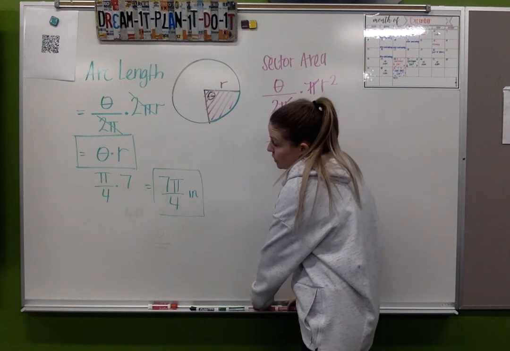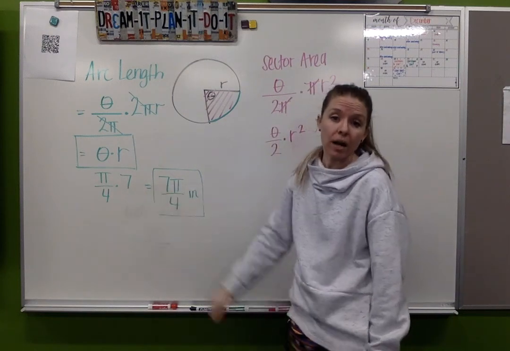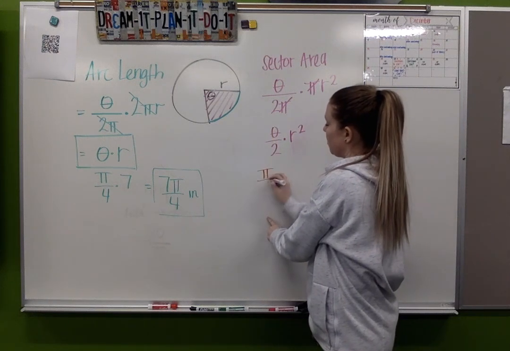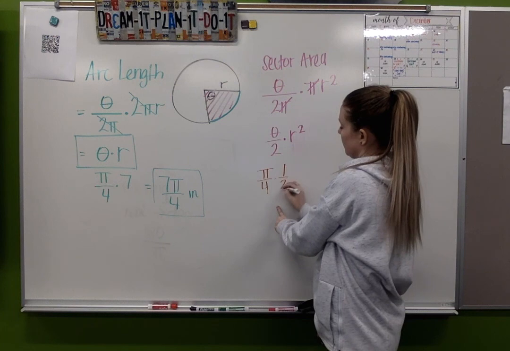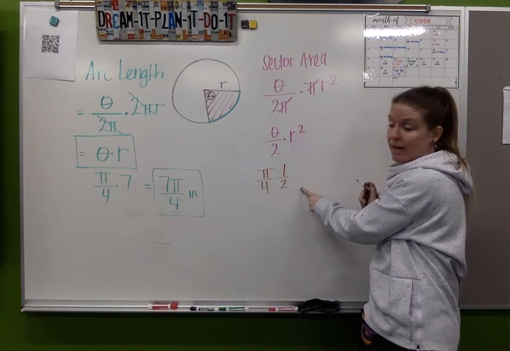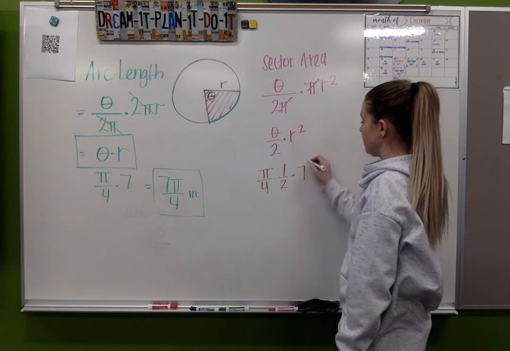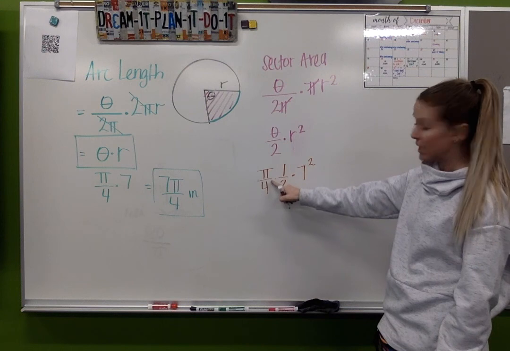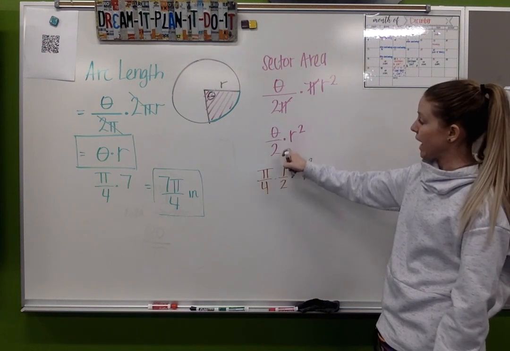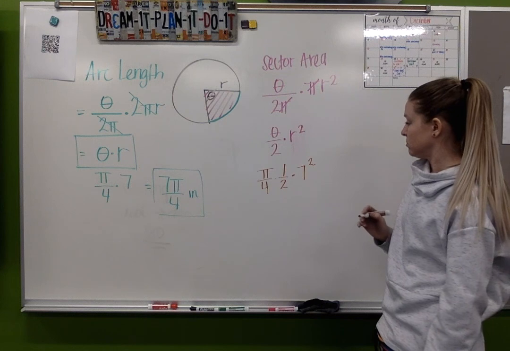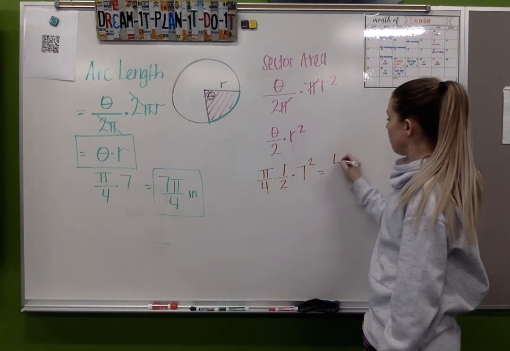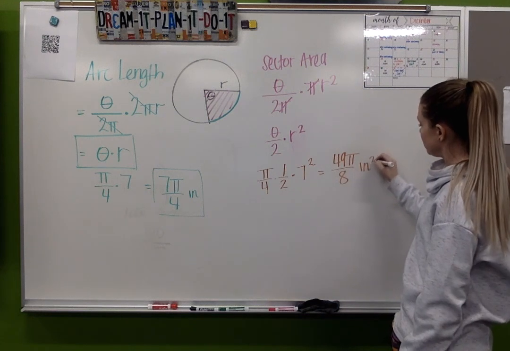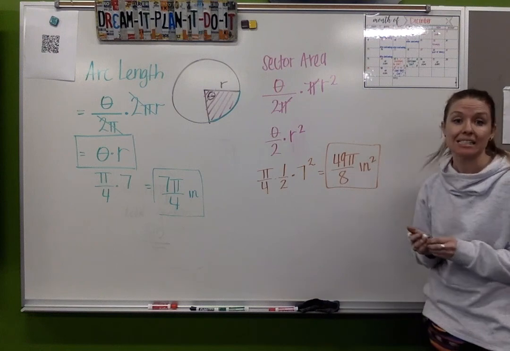All right, so again, if our angle was pi over 4 and we had a radius of 7, I would write this as pi over 4, and I'm going to treat this divide by 2 like a 1/2, times 7 squared. There's my theta, my angle in radians, times the 1/2 r squared. So this would give me 49 pi over 8, and we'll say inches squared. Sector area.